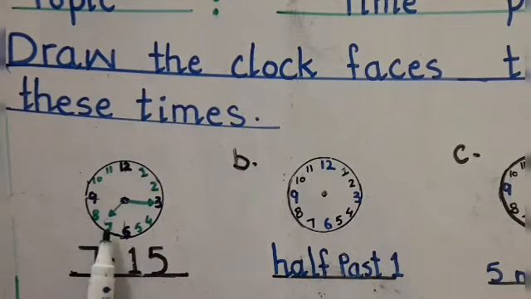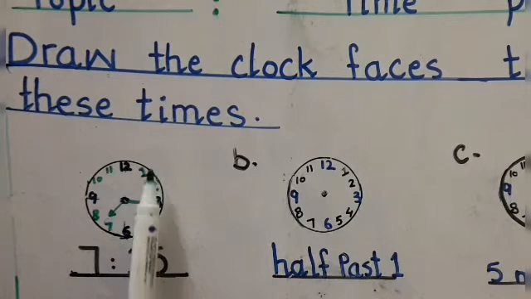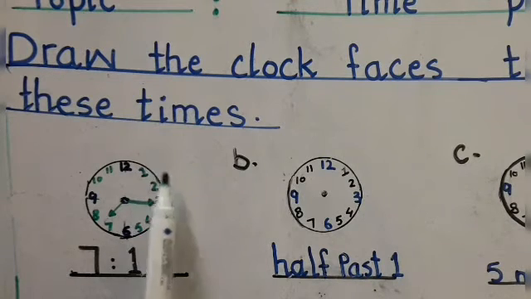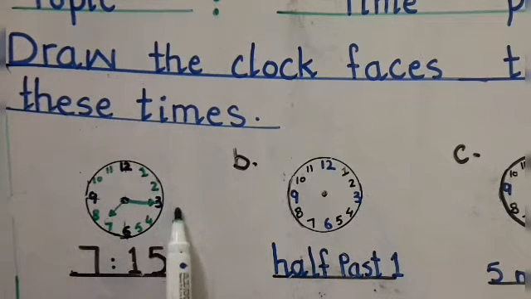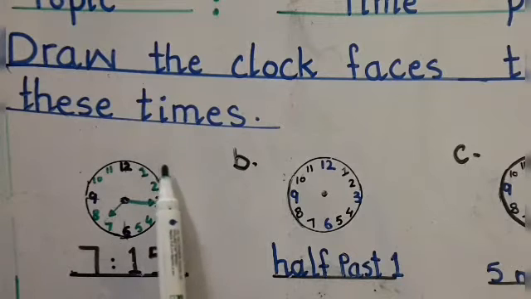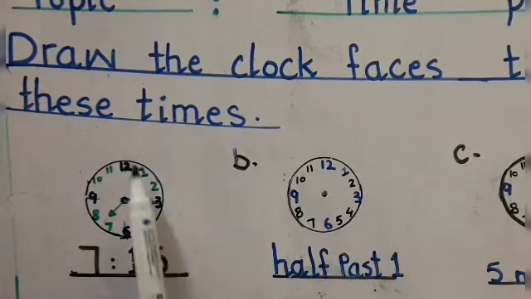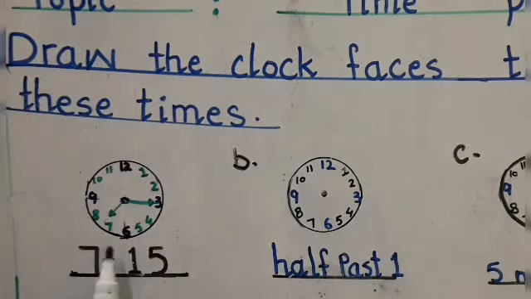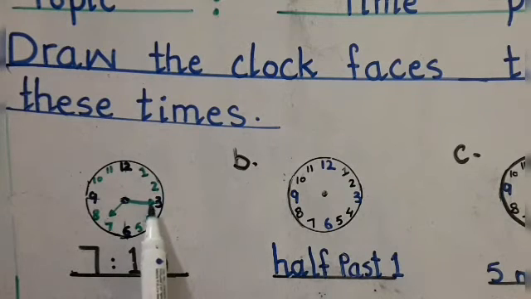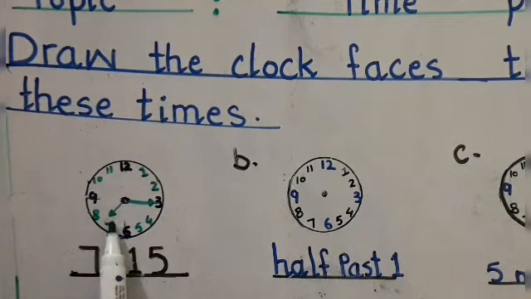Students, on 7, and as you know, the table of 5: 5 times 1 is 5, 5 times 2 is 10, 5 times 3 is 15. Here we will follow the table of 5. As you know, in this full clock we will follow the table of 5. So 5 times 3 is 15 minutes, so we will draw the long hand, the minute hand, on 3, and the hour hand on 7. I take one step forward because 15 minutes have passed after 7.